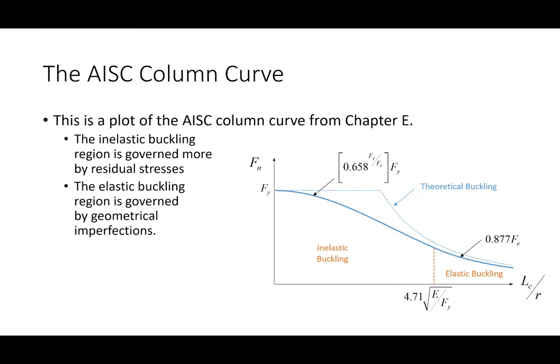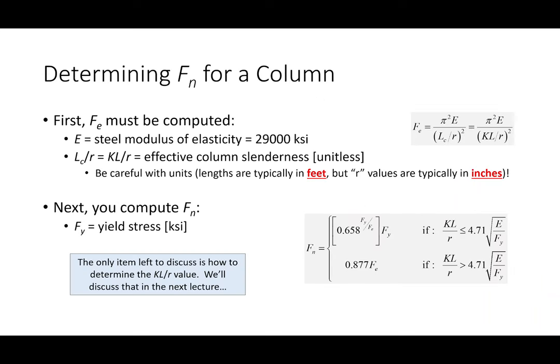This is the expression for elastic capacity. This is the expression for inelastic capacity. Okay. The equations for that are right here. So if you want to determine this stress, the first thing that you have to do is compute your elastic stress. The elastic stress is, we take pi squared E divided by (KL over r) squared. E is the Young's modulus for steel. For every grade of steel, Young's modulus is 29,000 ksi. You can set your watch by that. KL over r is the slenderness.